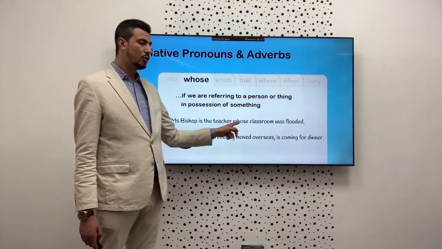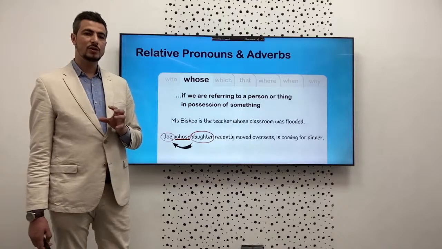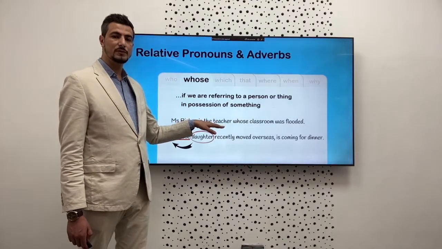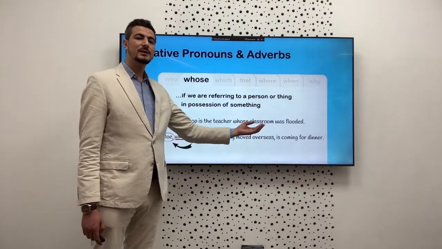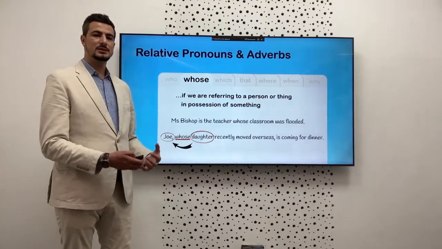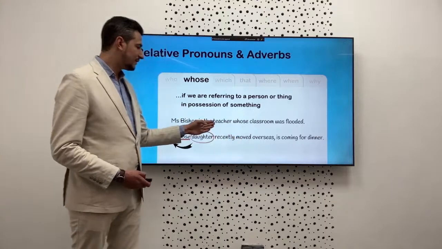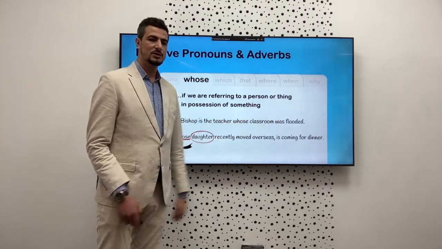You can see the teacher who, because earlier we said we use who to refer to people. But in this case, the teacher is also a person, but we are referring to the teacher using something that she or he possesses. So the teacher, the classroom of the teacher. So we say the teacher whose classroom was flooded.